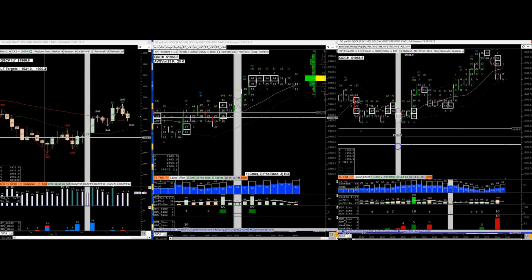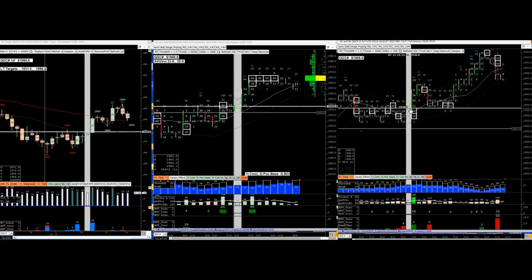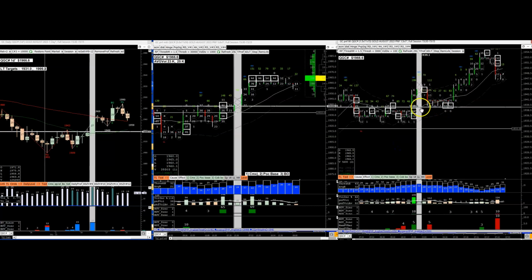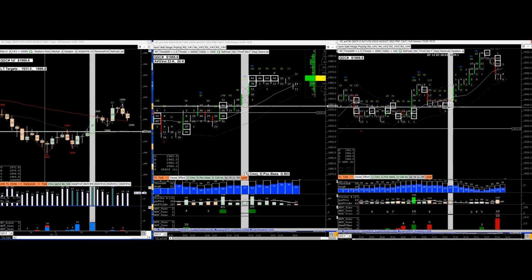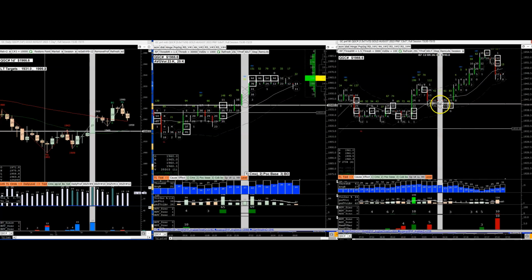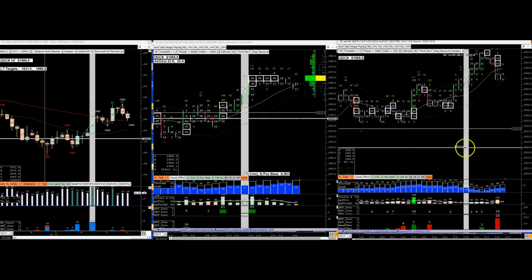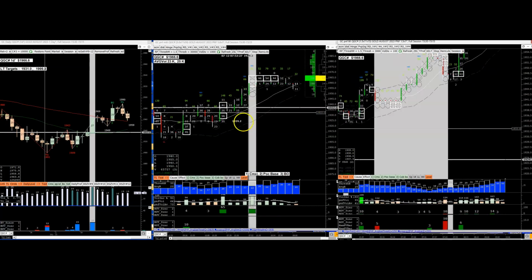So now put the order here, comes back, tests, you're in. So you get the reaccumulation entry. And now it's going higher.